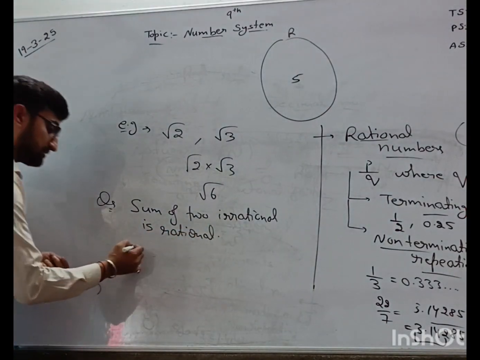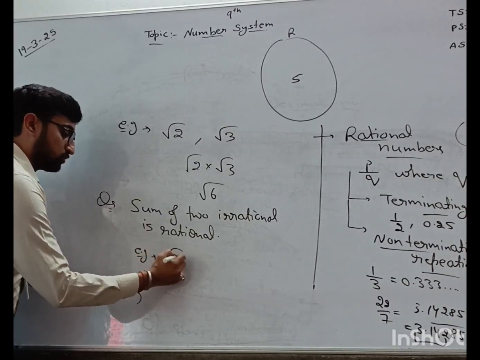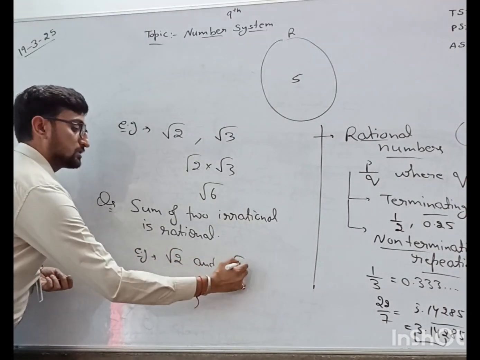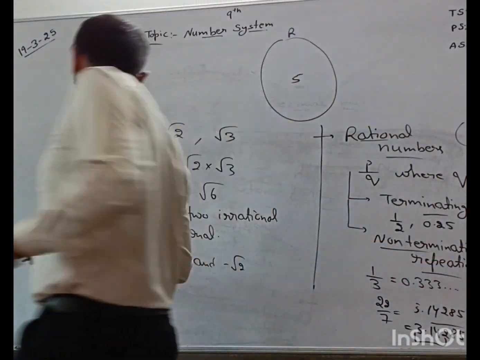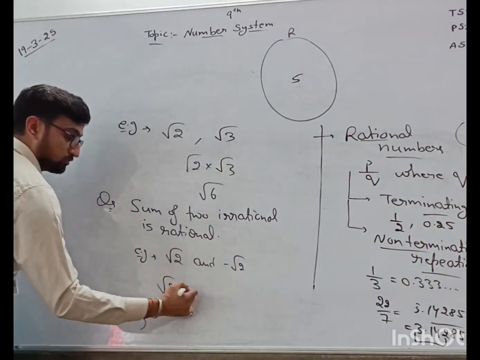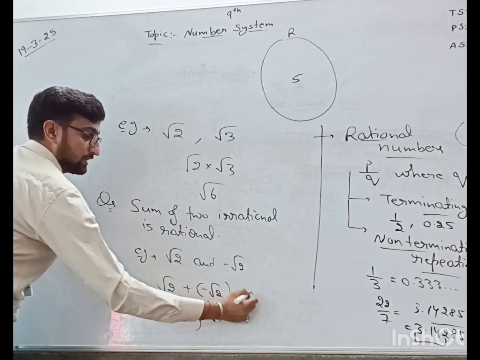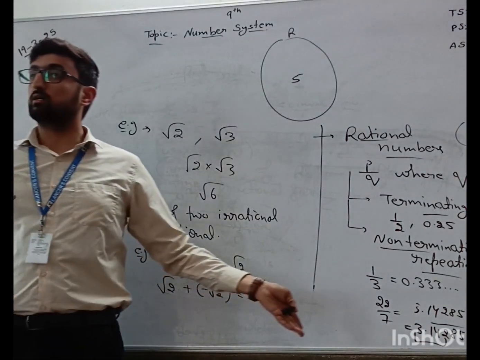So let us consider an example of root 2 and minus root 2. Root 2 and minus root 2 are both irrational numbers. But when we add these two terms, root 2 plus minus root 2, we will get 0. And 0 is what? A rational number.